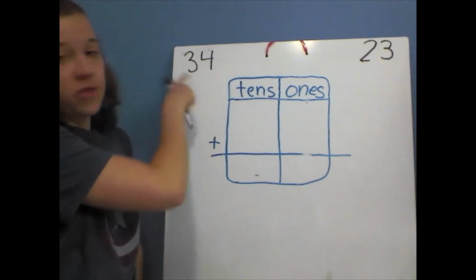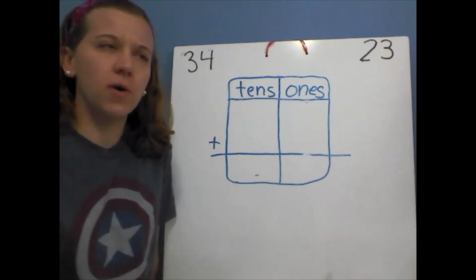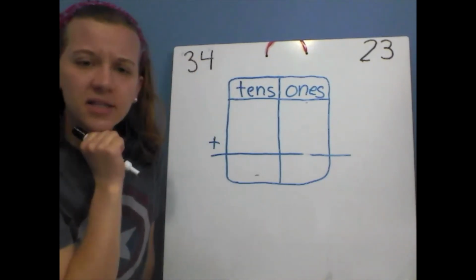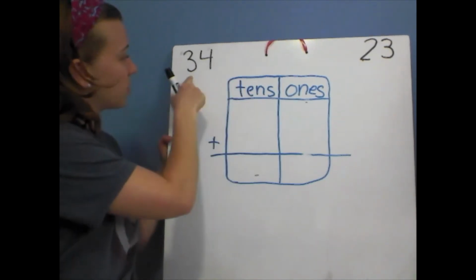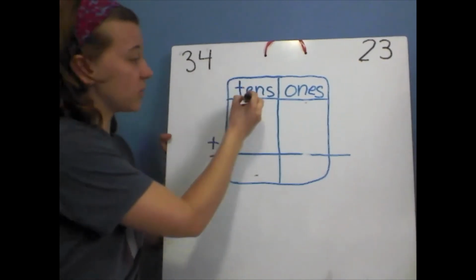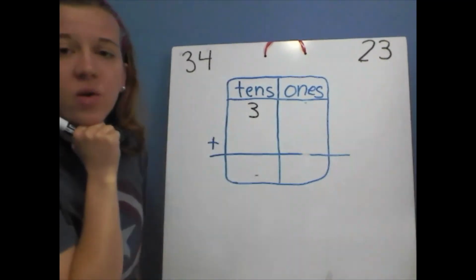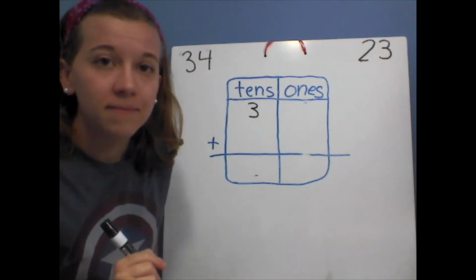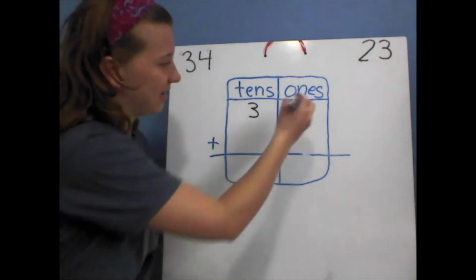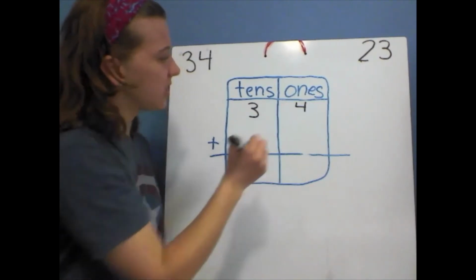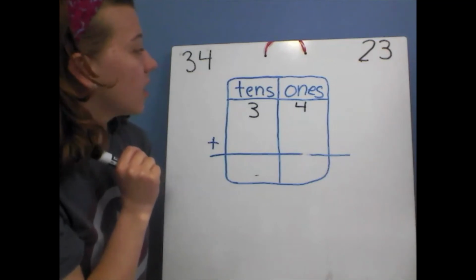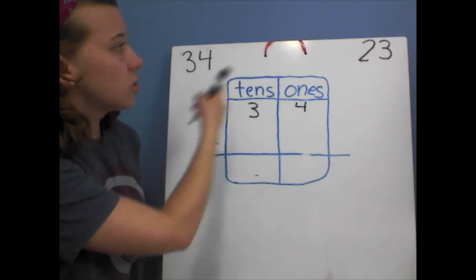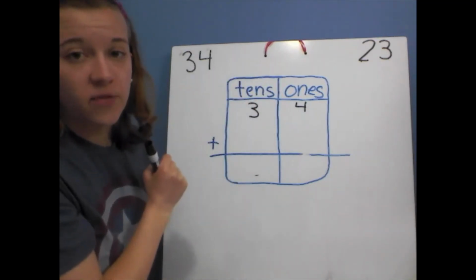So let's start with 34. Okay, 34. How many tens are in 34? 3 tens, right? That's in the tens place. So we have 3 tens. And then how many ones are in 34? 4. Good. All right, so we have 3 tens and 4 ones. Excellent. Now we need to add 23 to 34, right, to find our answer.